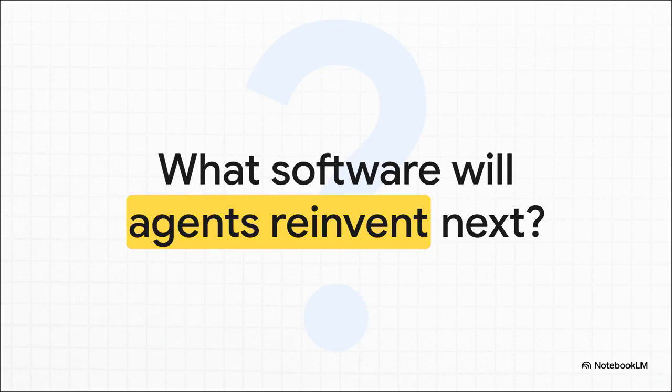And that all brings us to one final powerful question. It's not a matter of if agents are going to reinvent software, it's a matter of what software they're going to reinvent next. From our personal assistants to the core of how businesses run, this agentic way of doing things is about to change everything. The only question left is, what are you going to build with it?